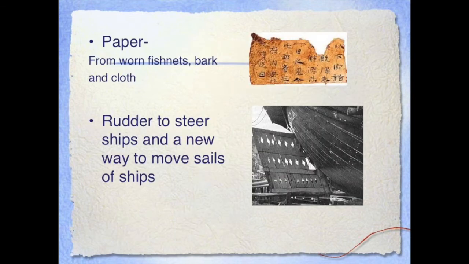More inventions or accomplishments include the making of paper. They made paper from worn fish nets, bark from trees, and cloth. The Chinese invented the rudder to steer ships and a new way to move the sails of the ships. These changes allowed ships to sail into the wind for the first time. So Chinese merchant ships could travel to the islands of Southeast Asia and into the Indian Ocean. As a result, China established trade in India and the Mediterranean Sea.